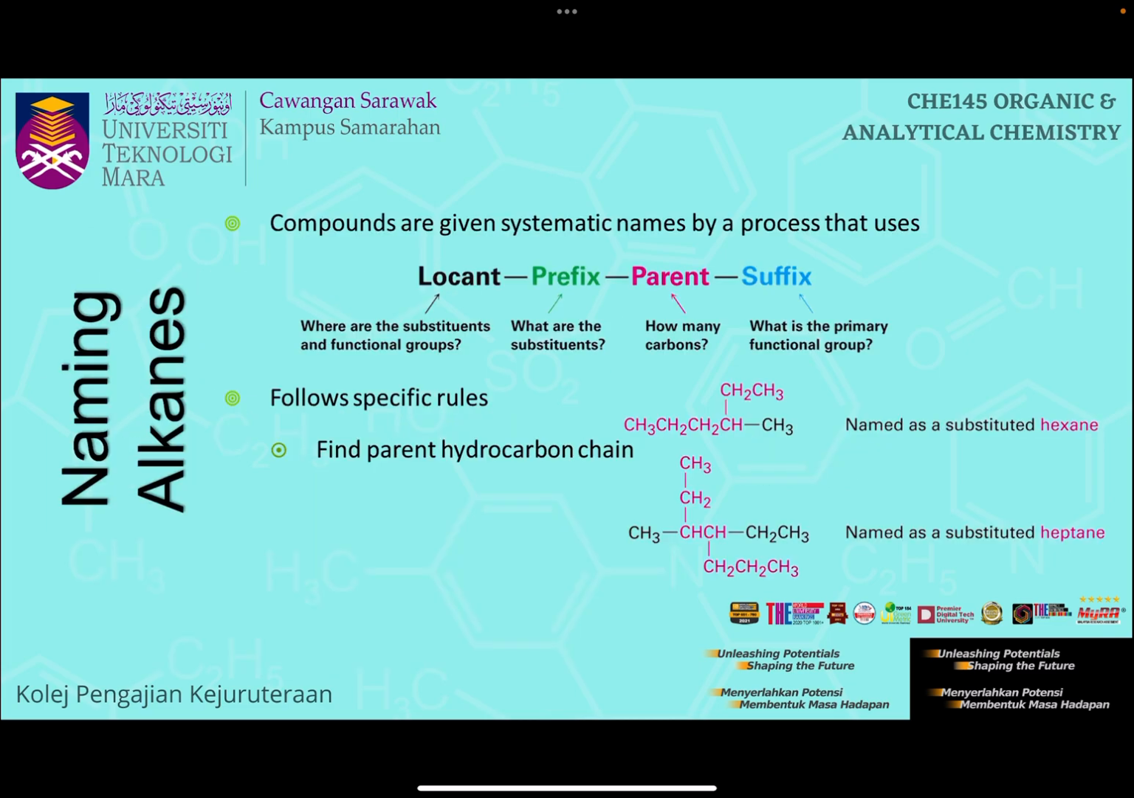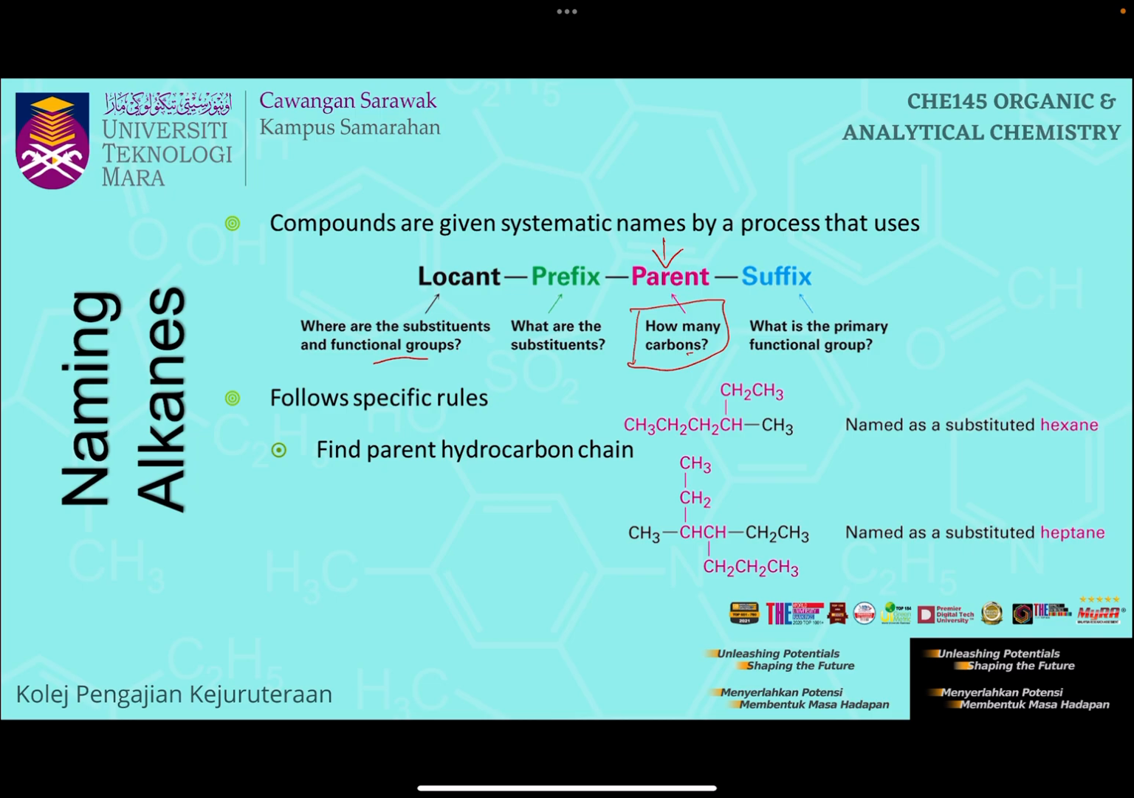Now naming the compounds. We have the locant, prefix, parent, suffix. The locants: where are the substituents and functional groups? Prefix: what are the substituents? Parent: how many carbons? Suffix: what is the primary functional group? Normally we always determine the parent first. The parent will be finding the longest chain. A parent hydrocarbon chain, we look at the longest chain. What is the primary functional group?